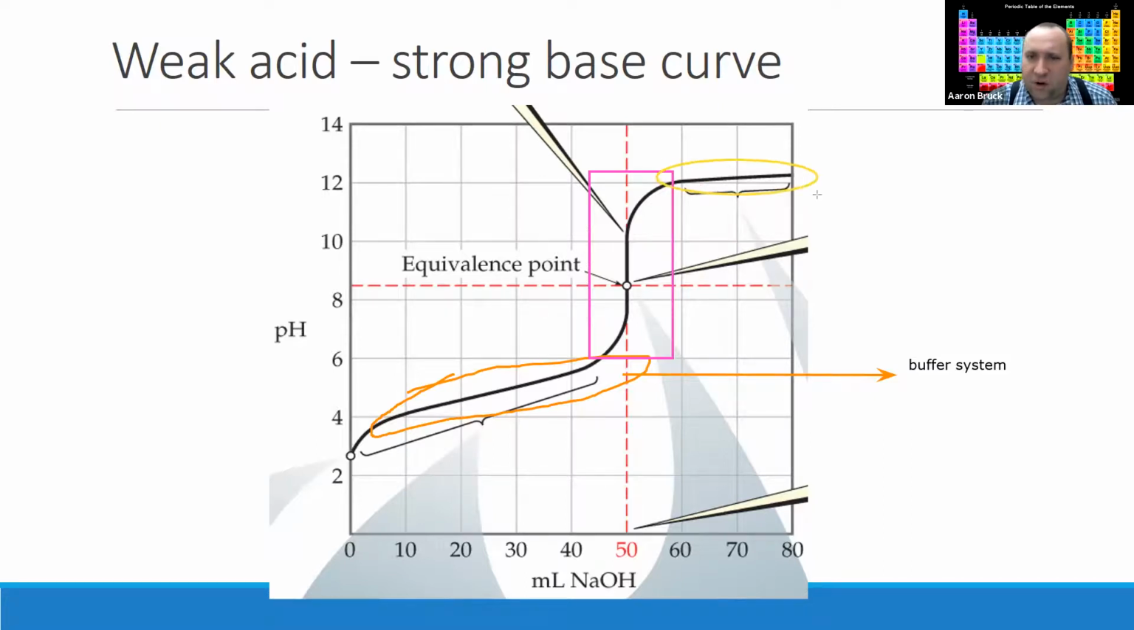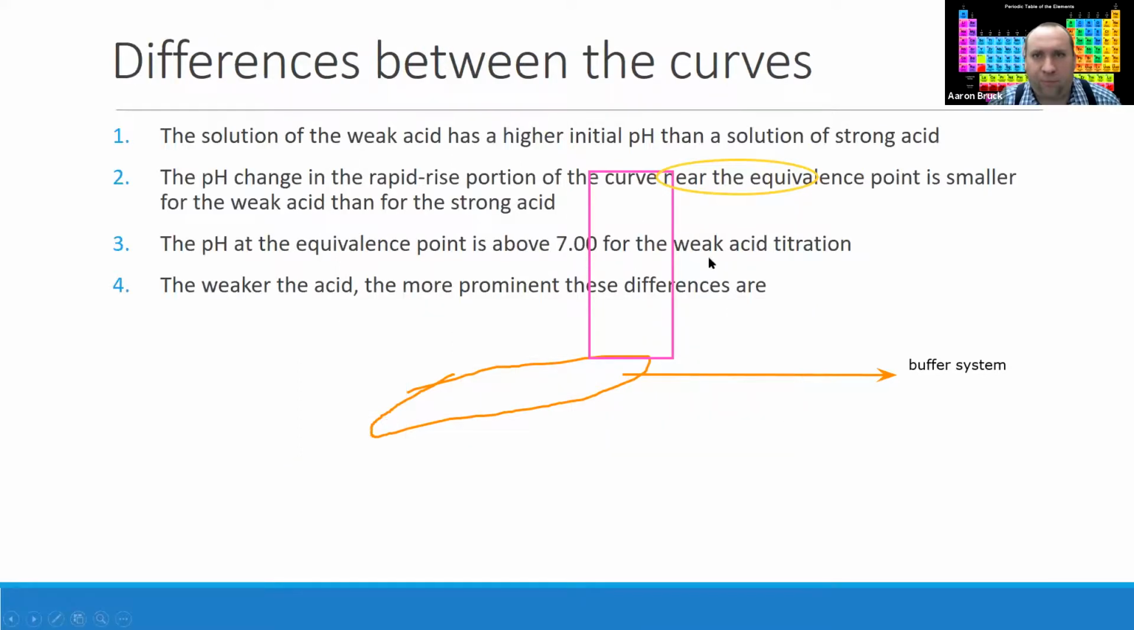And then finally, the region here is pretty much the same. We do see that it's sloped a little bit higher, again, potentially because of some buffering that's going on. But overall, it levels off relatively quickly because, again, same reason. The hydroxides that are being shown there in excess, well, they're already pretty diluted to a degree. It's going to be difficult for the pH to really change drastically in that region.